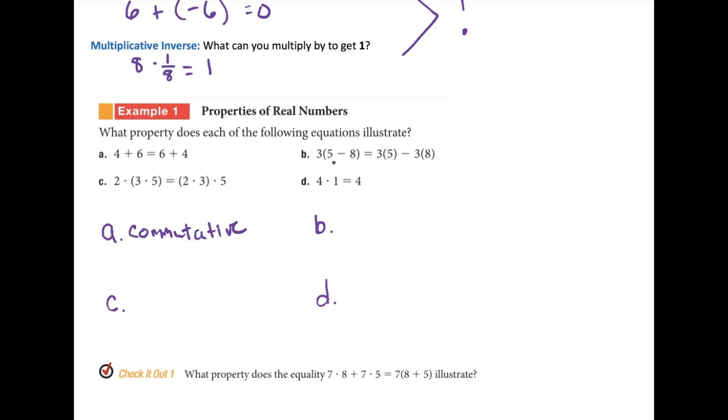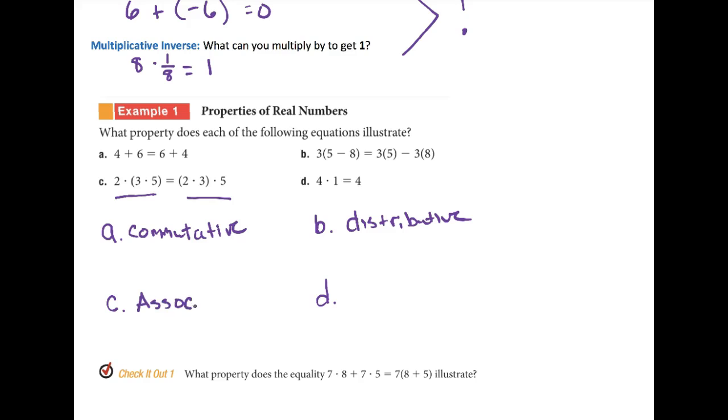B, 3 times the quantity 5 minus 8 equals 3 times 5 minus 3 times 8. That is distributive, so the distributive property. The next one, if you look at this, it's got 2 times 3 times 5 on both sides of the equal sign, but the only thing that's changed is the parentheses have moved. So that is the associative property.